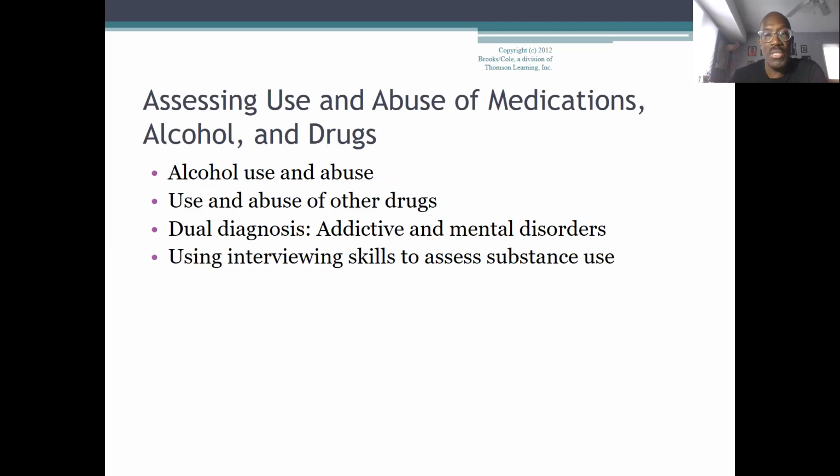Another area you will need to pay attention to is the abuse of medications, alcohol, and or drugs. We know alcohol abuse is a social disease, and it manifests itself in a number of different ways and can severely impair individual functioning as well as family functioning. You'll also need to understand dual diagnosis, which could be a combination of a mental health disorder while someone continues to use drugs or is addicted to drugs. You'll need to use definite interviewing skills to assess what the substance use is like. Later in the presentation, there is an example of some questions one could use to format a chemical health assessment.